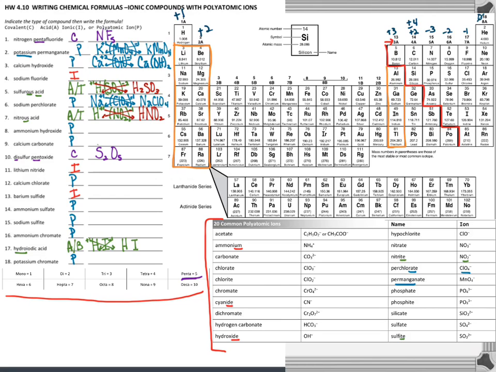Next, I have ammonium hydroxide. Okay, so again, I'm dealing with two polyatomic ions, so I'm going to write down my parentheses. Ammonium has a charge of +1. Hydroxide has a charge of -1. So this one comes in front of my parentheses, this one goes behind my parentheses. So my formula stays as NH4OH.